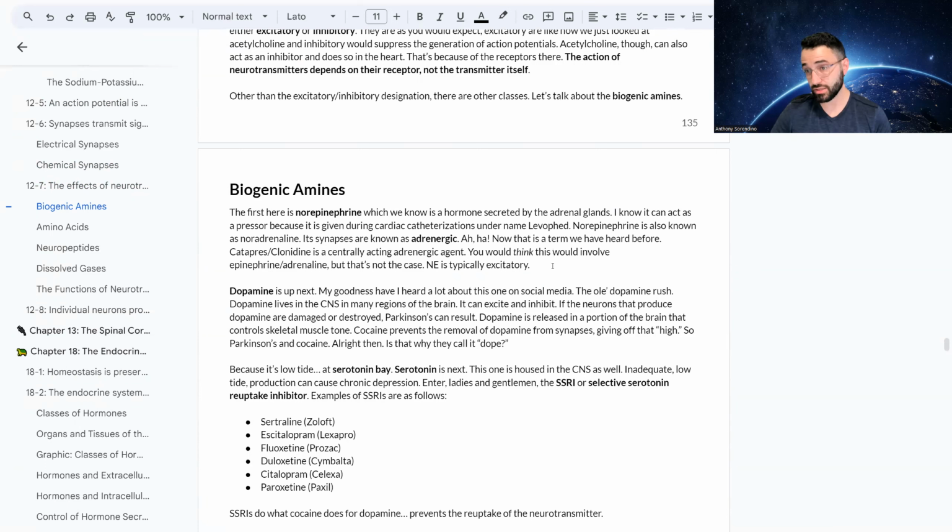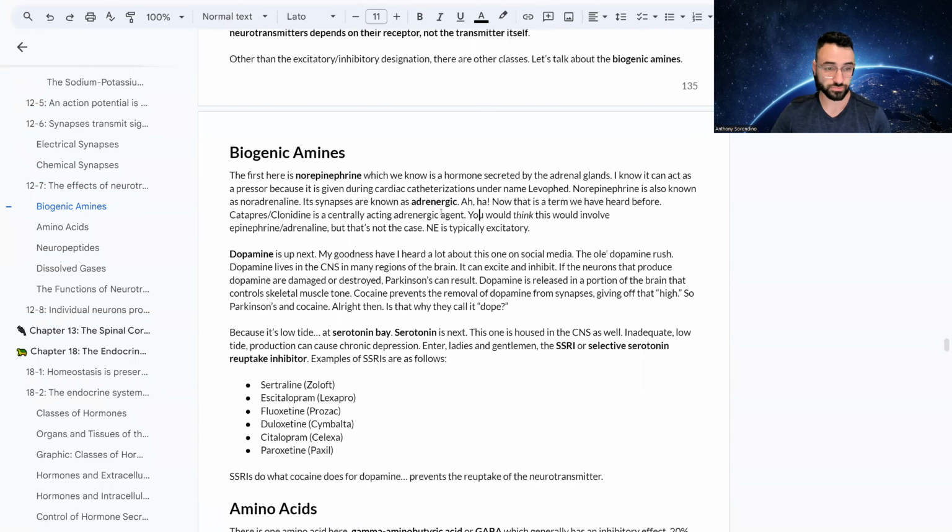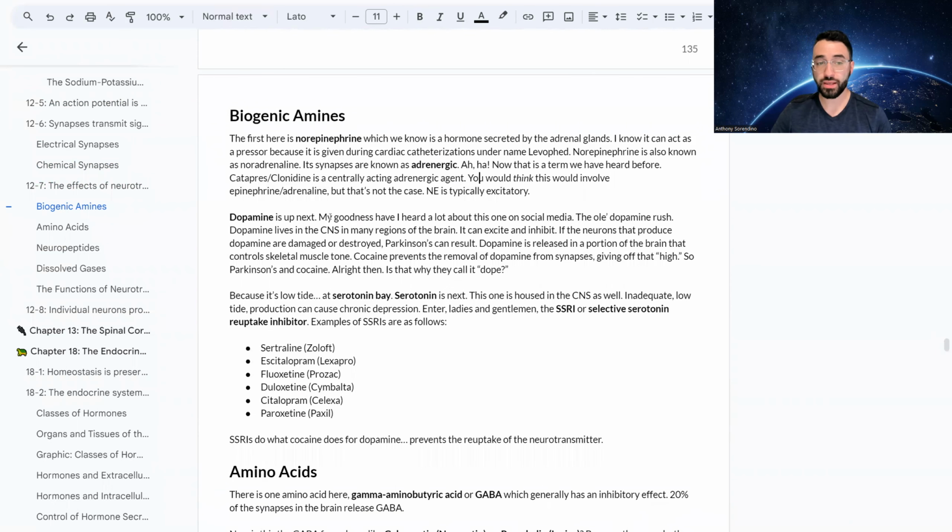Catapres, clonidine, is a centrally acting adrenergic agent. So that's a good thing. You're going to pick up these as you go through pharmacology. Norepinephrine is typically excitatory, all right? And that's why it's a pressor. That makes sense. If it's excitatory, if it has kind of a go versus a slow effect, it's going to, I believe, beat the heart faster. Or technically, I think it's actually a vasopressor. So it's going to constrict your blood vessels and bump your blood pressure up, which definitely sounds excitatory to me.